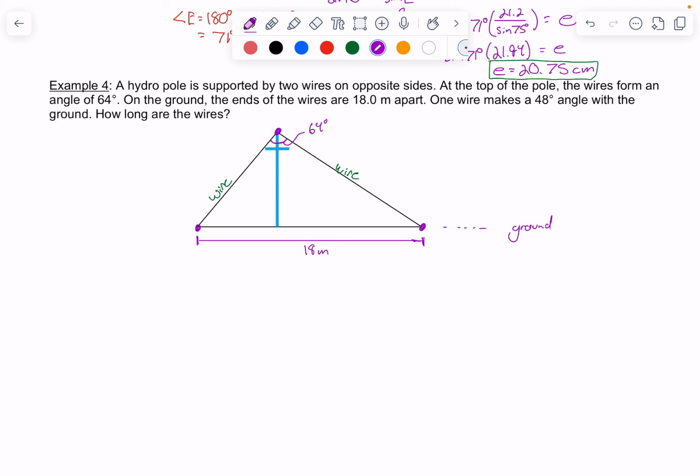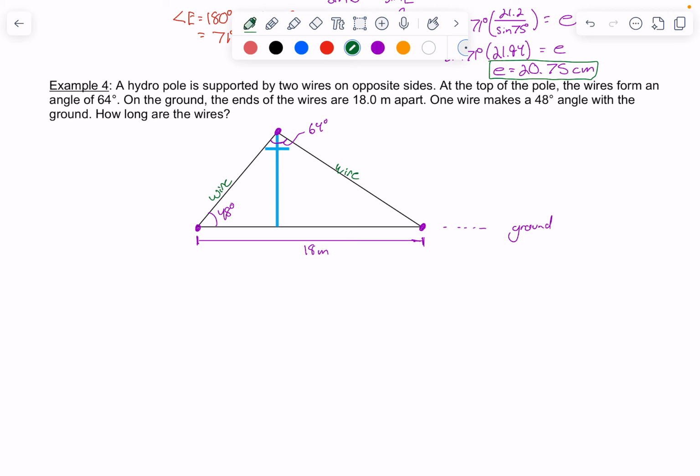One wire makes a 48-degree angle with the ground. How long are the wires? At this point, it doesn't specify which one is 48, so you can just choose. Let's choose 48, which is probably halfway of 90, so visually it looks like 48. So, 48 degrees. One wire makes an angle of 48 with the ground. How long are the wires?